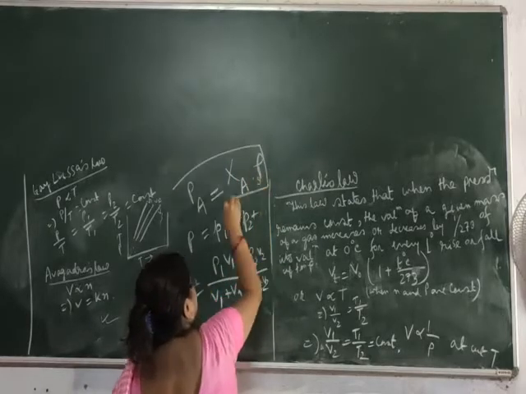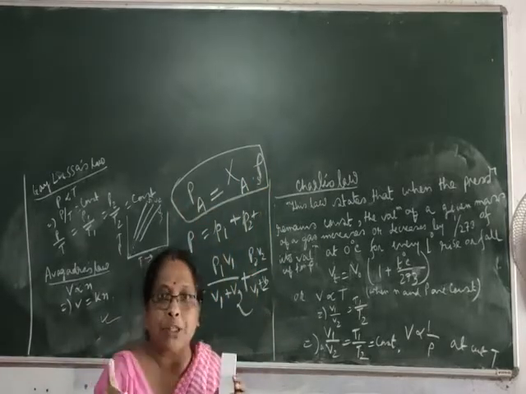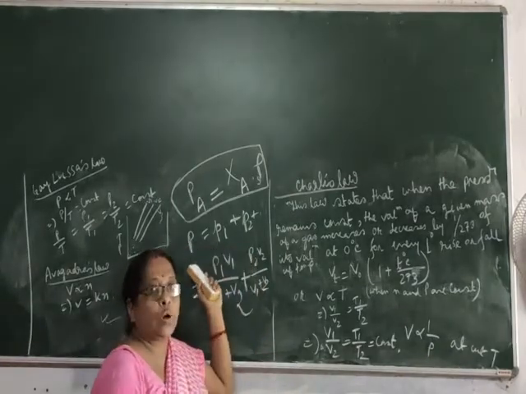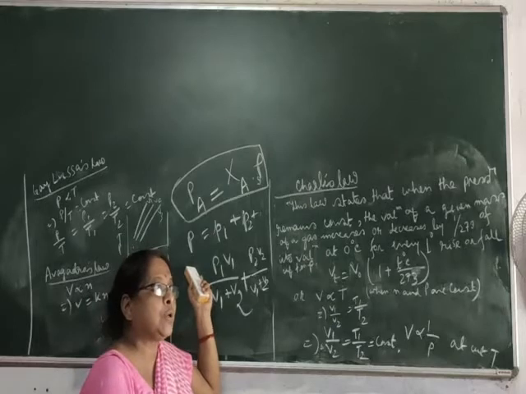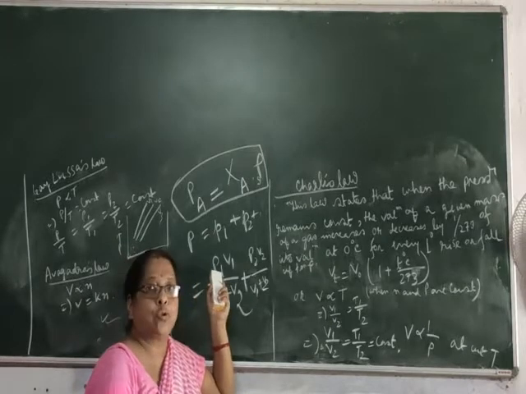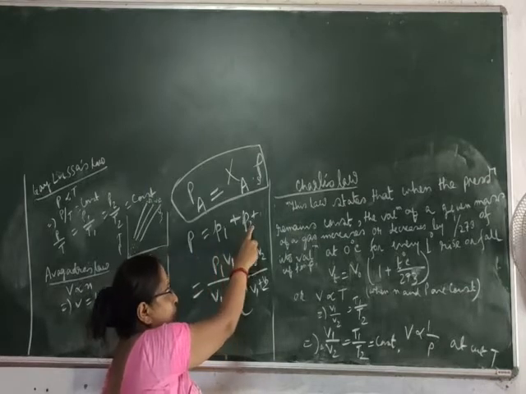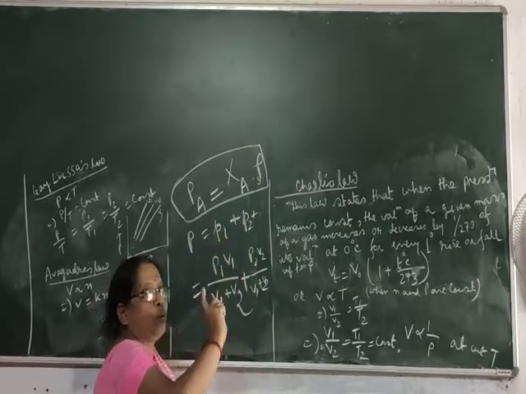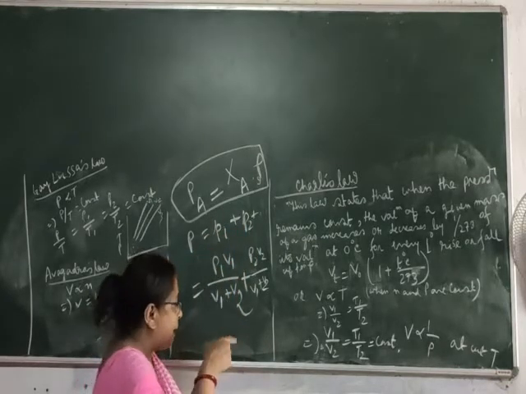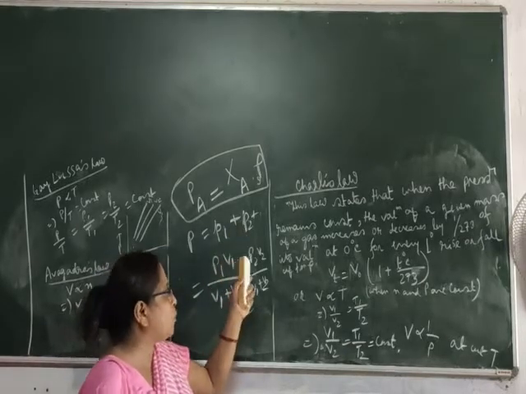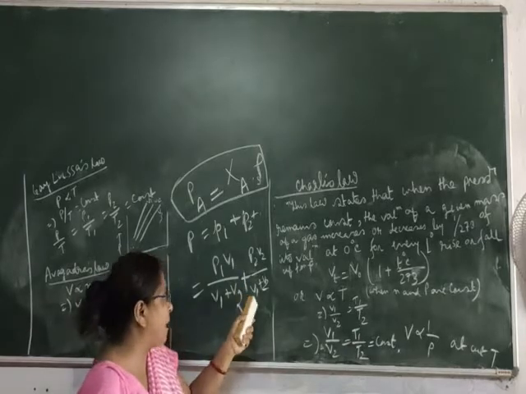So Dalton's law of partial pressure can be stated in two ways. One is the total pressure exerted by the gas molecules is equal to the sum total of the partial pressures, that is P is equal to P1 plus P2. Then in case of P1, we can write P1 V1 by (V1 plus V2), and in case of P2, we can write P2 V2 divided by (V1 plus V2).